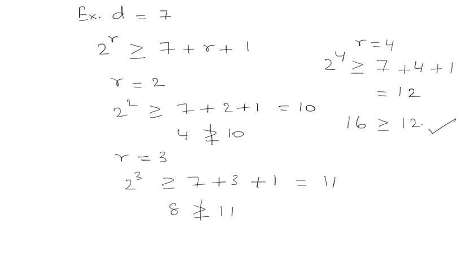So the smallest value of R which satisfies this equation, 2 raised to R greater than or equal to D plus R plus 1, in this case, if D is equal to 7, the smallest value of R that satisfies this equation is 4. So this is the relationship we use to calculate the number of redundant bits that are to be added along with the number of data bits.